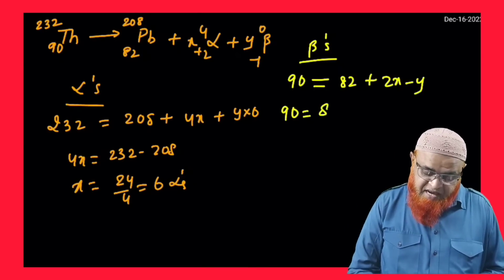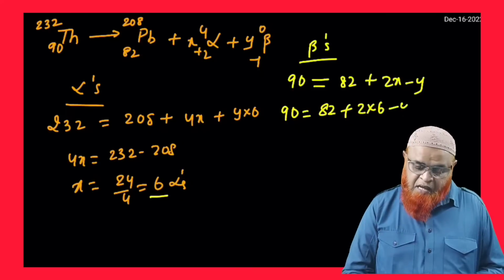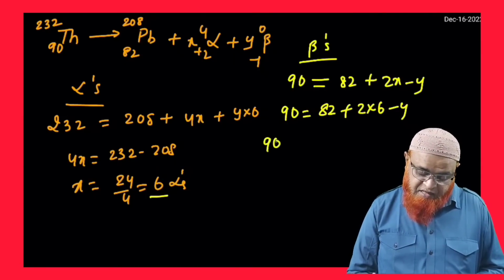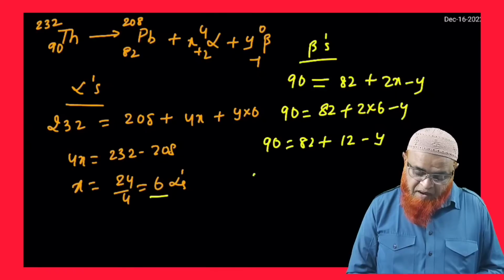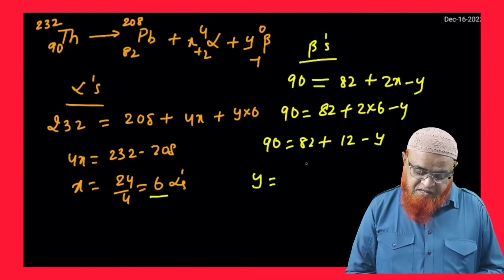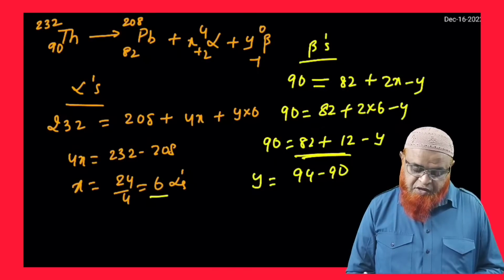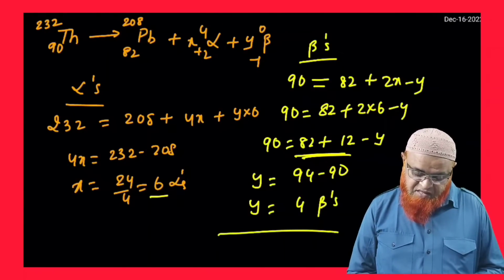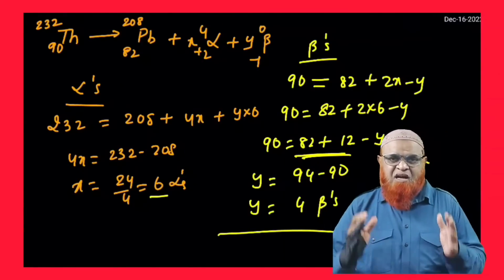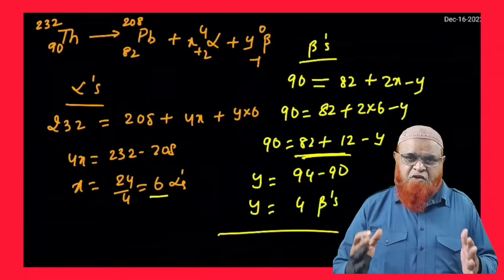So 90 is equal to 82 plus 2 into x. The x value we got as 6 here, so 2 into 6 minus y. Therefore 90 is equal to 82 plus 12 minus y. So you can find y is going to be 94 minus 90, which is y is equal to 4. So we're getting 4 betas. Like this, this method is an accurate method where the number of alpha and beta particles can be found. Thank you very much.